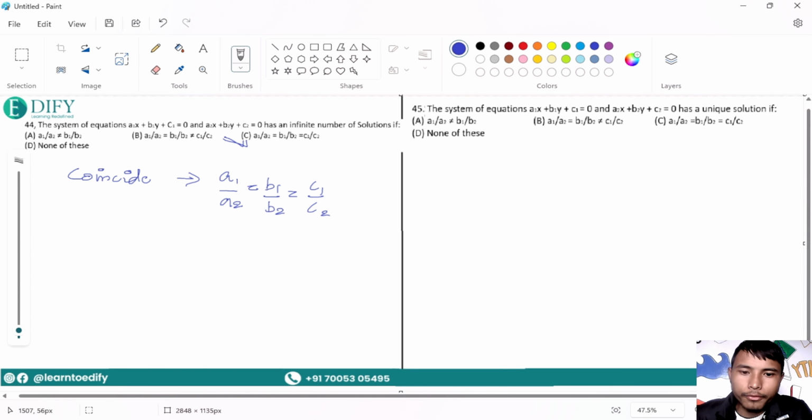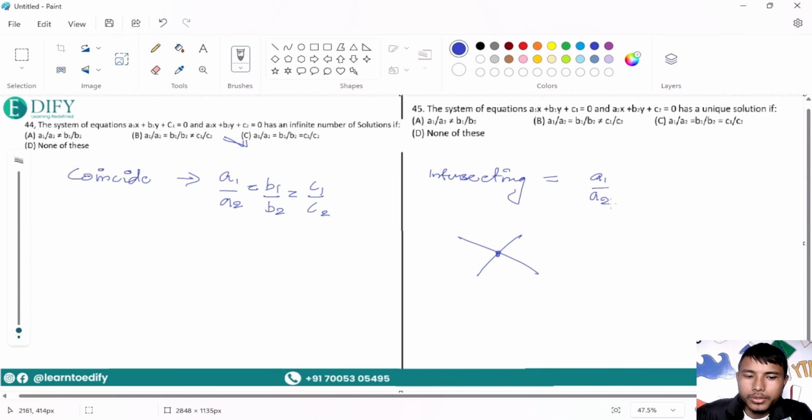That's easy. Now question 45. The system of equations, this one and this one, has a unique solution, only one solution. If there is one solution, they intersect, and the ratio is a1 by a2 not equal to b1 by b2. So the solution is option A.